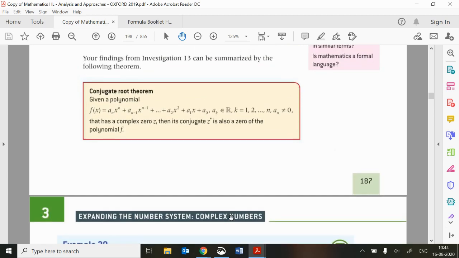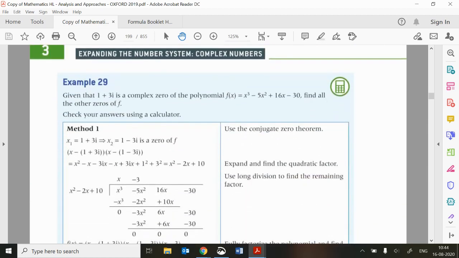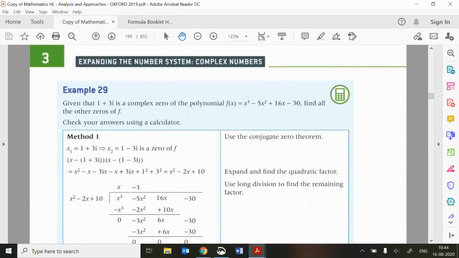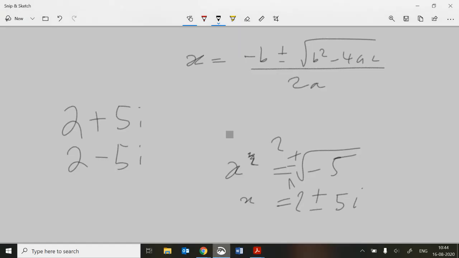It's just simply saying, given this polynomial that has a complex zero, then its conjugate z star is also a zero of the polynomial f. Okay, so let's see where that's going in these questions. And I think we've got 2 more questions left here. We've got example 29 and example 30.